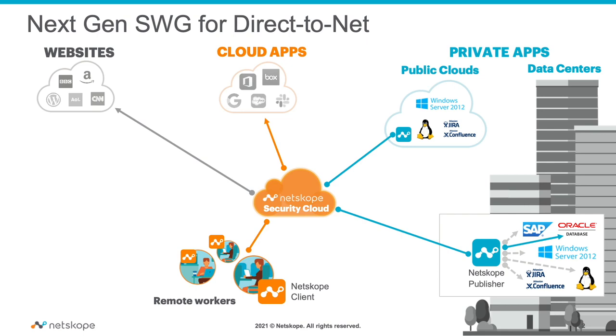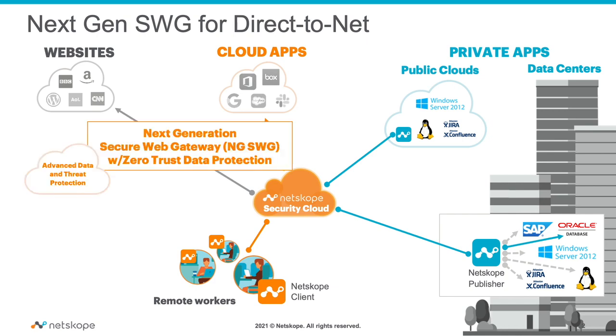Instead of remote user traffic being hairpinned back through security appliances deployed in the data center, users going through Netskope benefit from Netskope New Edge's network and get fast on-ramp performance with an optimized path to their destination.